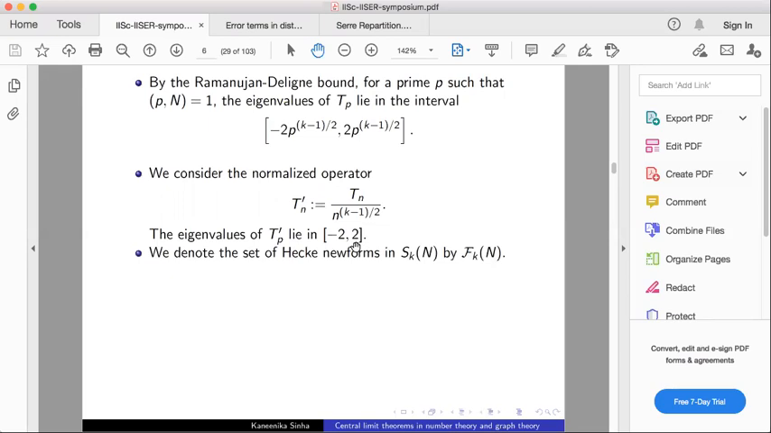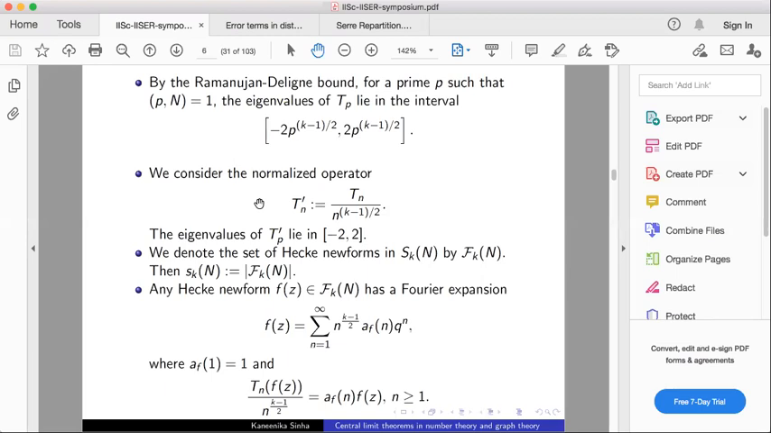Now, we also denote the set of Hecke newforms in our space S sub k of n by F sub k of n. And what are the Hecke newforms? These are basically the set of eigenvectors which are simultaneously eigenvectors for all the Hecke operators. In particular, a Hecke newform has a Fourier expansion where the nth Fourier coefficient is basically the eigenvalue of T sub n corresponding to the eigenvector f of z. So basically, a newform gives us a way to list out all eigenvalues. It puts them inside an eigenvector which has the following Fourier expansion.